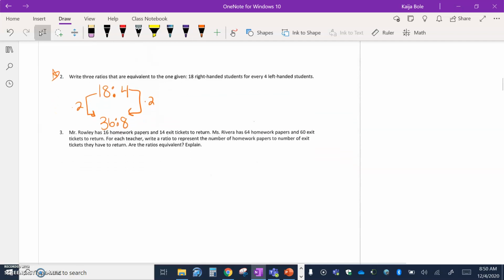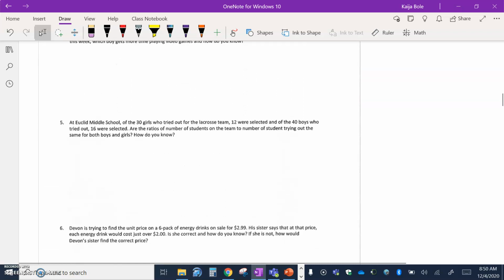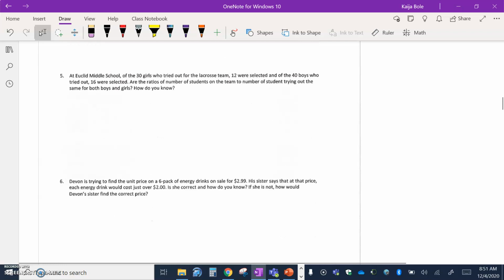Number 3, Mr. Rowley has 16 homework papers and 14 exit tickets to return. Ms. Rivera has 64 homework papers and 60 exit tickets to return. For each teacher, write a ratio to represent the number of homework papers to the number of exit tickets they have to return. Are they equivalent? I'm going to leave that one for you. And then number 4, 5, 6, and 7 is more of questions like that.